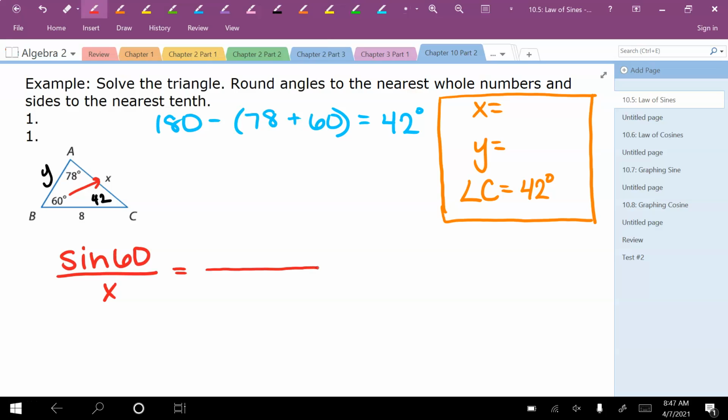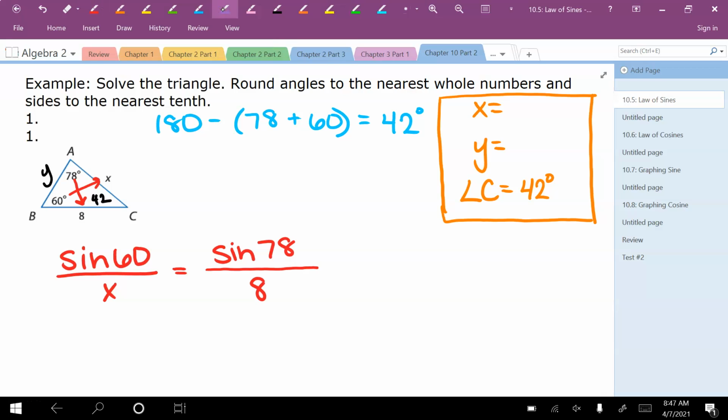Now in this case, I would use the 78 and the 8 only because I don't want to have multiple variables in my problem. I don't want to have both x and y because then I'm going to get stuck, because I can't solve it if I don't know what one of them is equal to. So I'm going to use the side and the angle that I know, those two pieces of information that they give me. So we set that up: sine of 78 over 8.